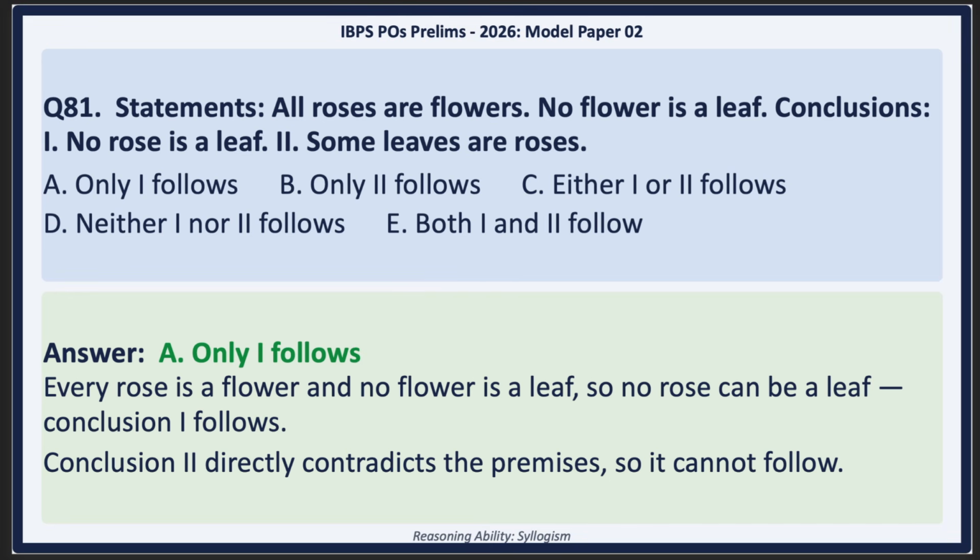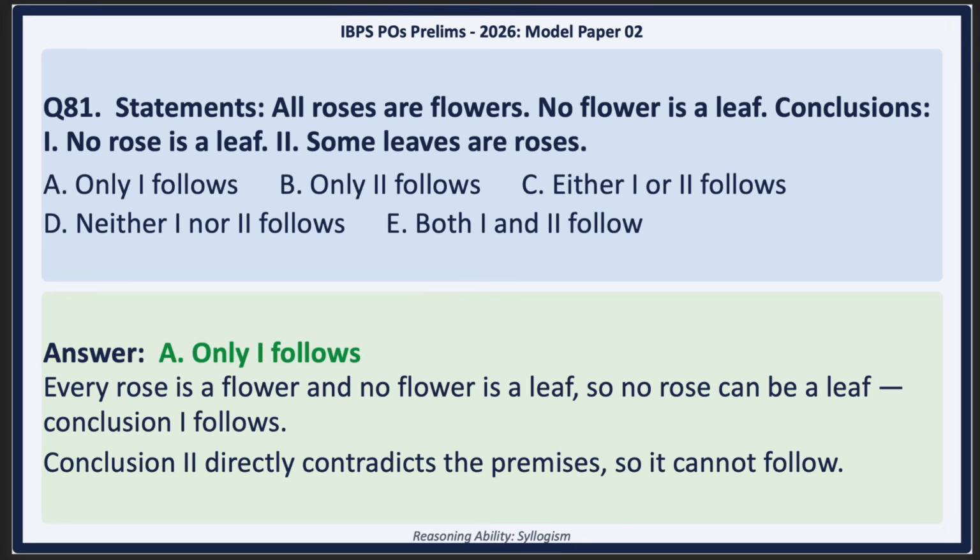Which brings us back to that beautifully absurd statement from our intro for question 81. Statement 1, all roses are flowers. Statement 2, no flower is a leaf. Okay, so let's unpack this. The conclusions we have to test are 1, no rose is a leaf, and 2, some leaves are roses. So the only reliable way to process this is visually, using Venn diagrams.